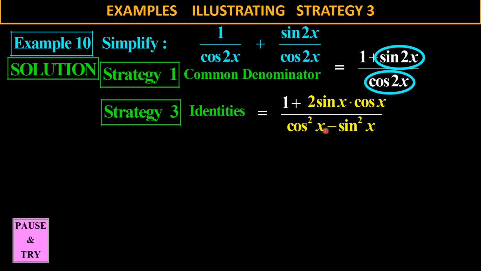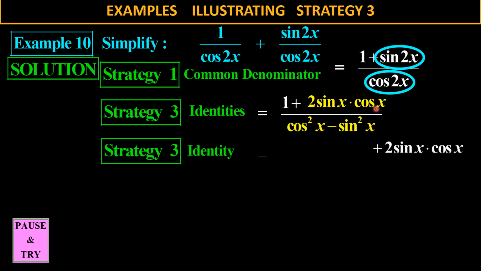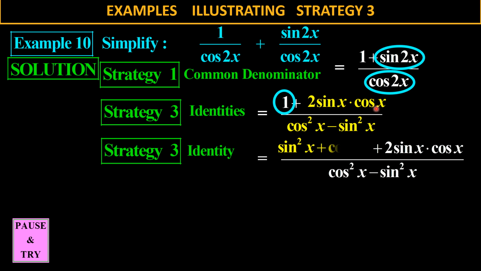Now, if we look at what we have here, there's no like terms, no cancelling, and I can't even factorize. So I have to use another identity. Now, which identity here? That's correct. There's an identity for 1. 1 is sine squared plus cos squared x. Right, here we replace 1 by sine squared x plus cos squared x.